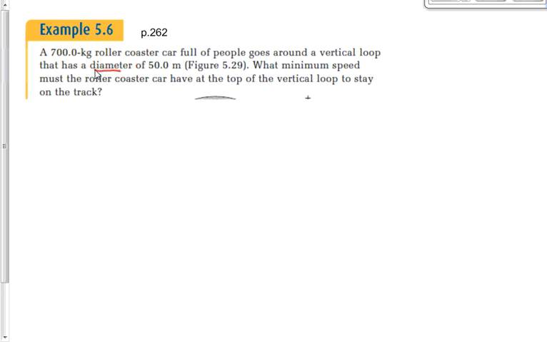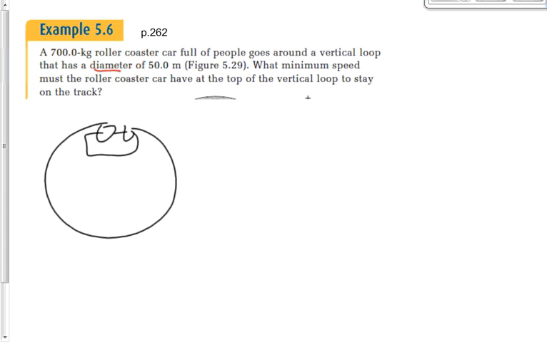Look, if it's going to fall out, it's going to fall out at the top, right? You're not going to be going on the bottom and all of a sudden fall out of the loop. So we're going to analyze the top. At the top of the circle, there's two forces usually acting. There's the force of gravity acting down, and then, of course, we have the normal force acting down as well.